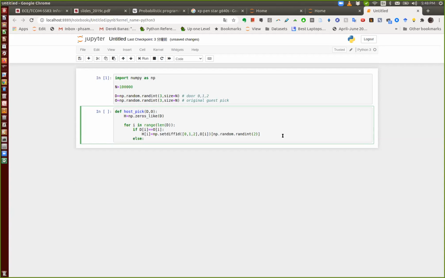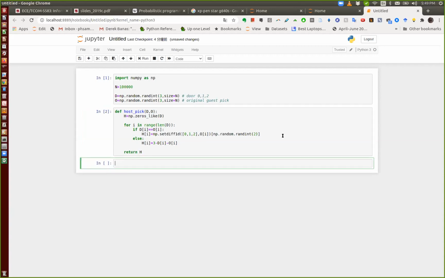So for the other case, that would be even easier. If the two doors are not the same, then the host can just pick the other door, right? Because the door numbers are 0, 1, and 2, I can just add them together and subtract each of the doors. So it will give me the remaining door, right? I can have 0 plus 1 plus 2, I will get 3 here, minus DI, basically the true door, and then minus OI, the door the user picked, and that will be my function to get the host pick. Then let me do some counts here.